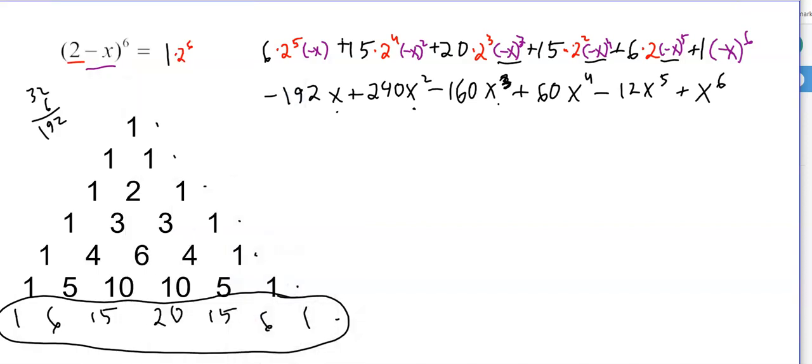And so when you think about it, that would be a lot of multiplying. Any binomial to a sixth power would be a nightmare to actually multiply out. So this is much faster. It's just following that kind of a pattern there, and you can do this.